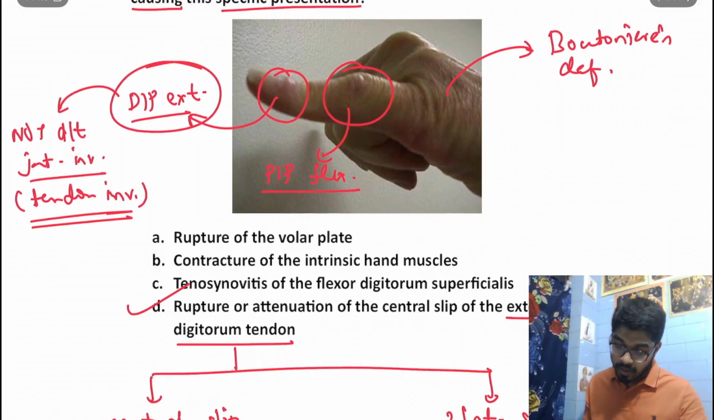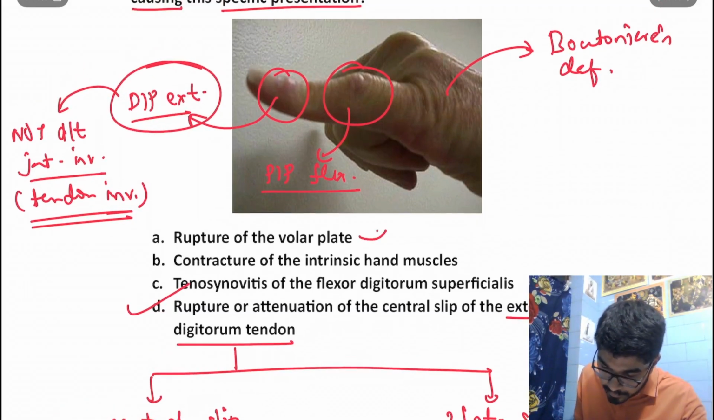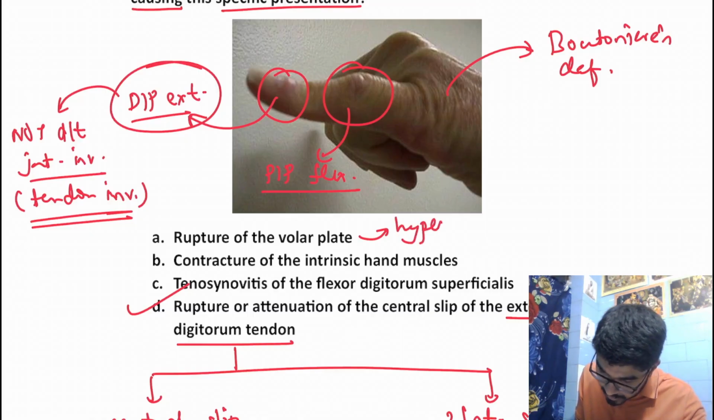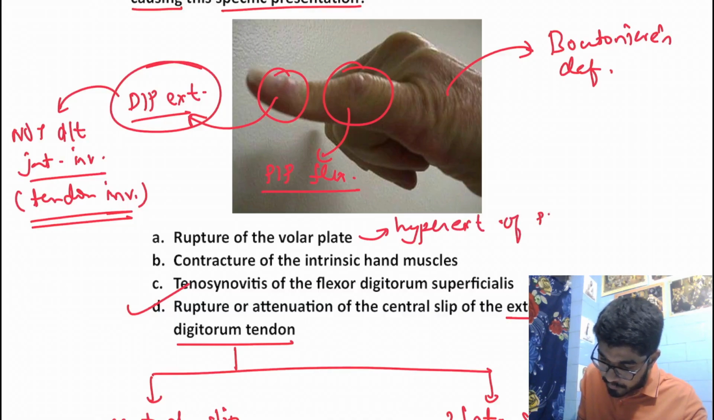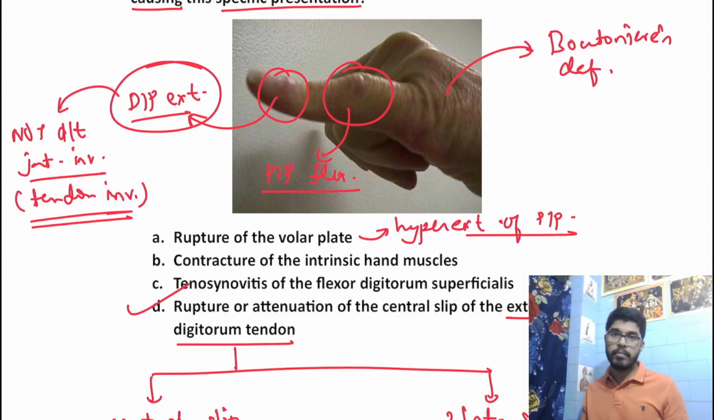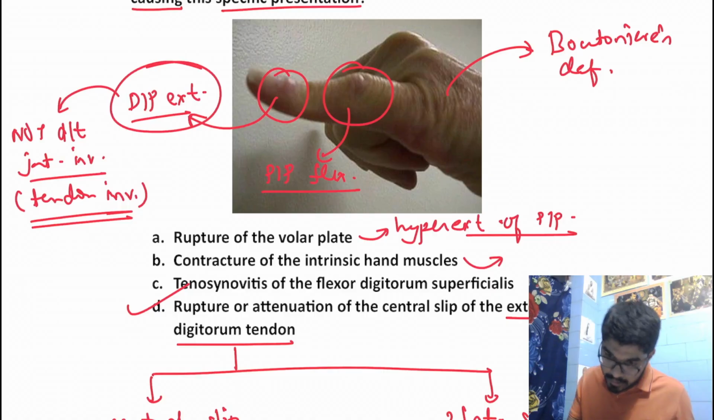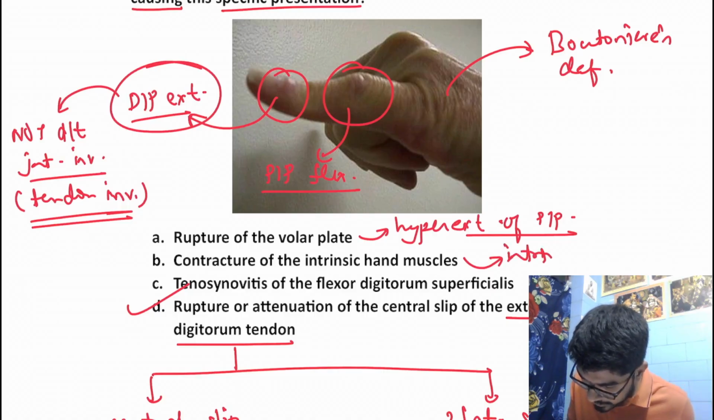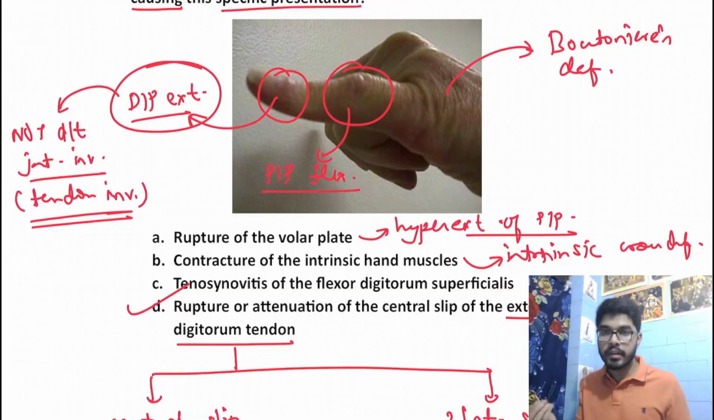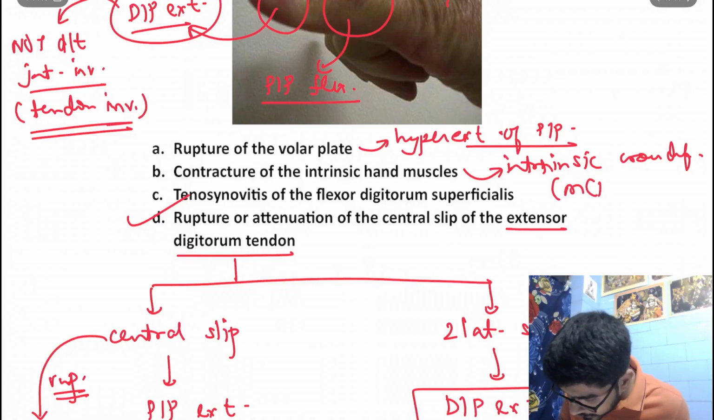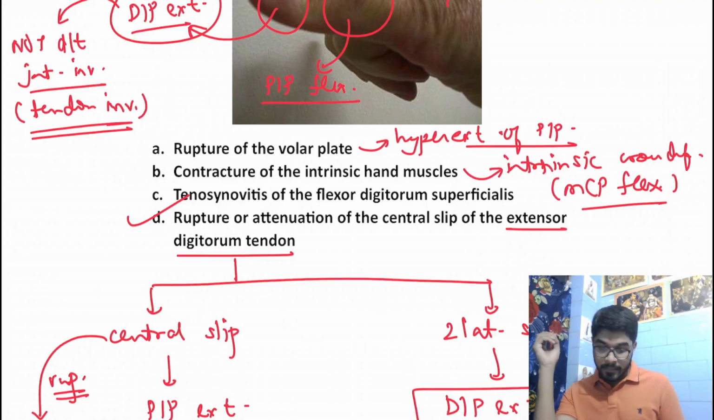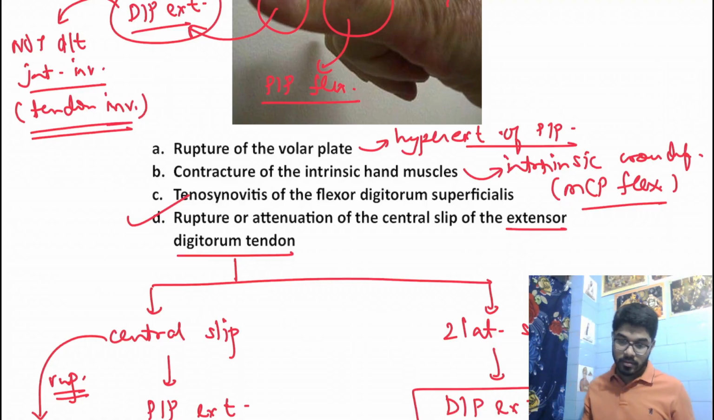If we look into the other options, rupture of the volar plate would actually cause hyperextension of the PIP joint. Whereas contracture of the intrinsic muscles would lead to intrinsic plus deformity. It is also seen in rheumatoid arthritis. Over here we get MCP flexion deformity.